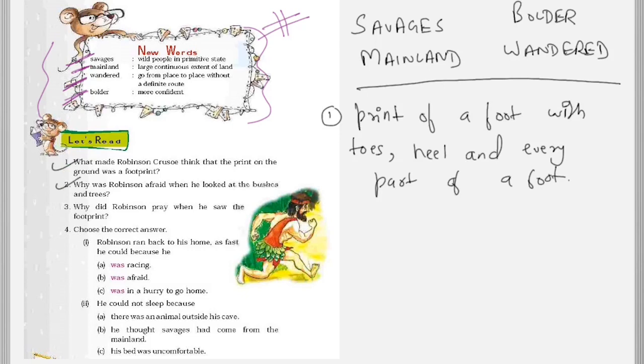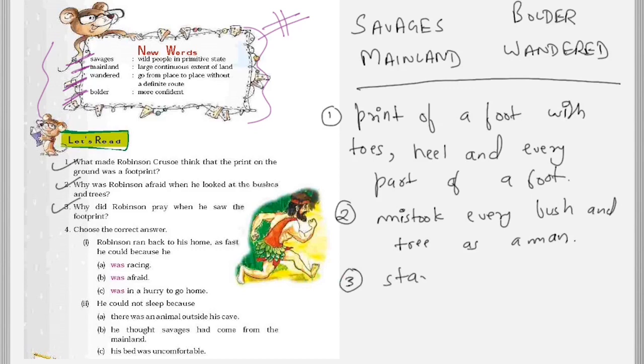He was afraid because he mistook every bush and tree as a man. Then, why did Robinson pray when he saw the footprint? So, he got very scared and started praying for protection.